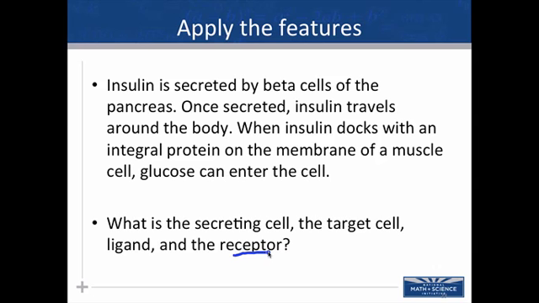And then what is our receptor? Which part of this cell is acting as a receptor? And here we have, it says it docks with an integral protein. So the key word here was docks. This statement told us where the insulin was binding. It was binding with an integral protein on the membrane of the muscle cell. So our receptor is that integral protein on a muscle cell. And so that's how you might see at the application level an example of these terms used in context. You should be able to recognize all four of those in a specific example.